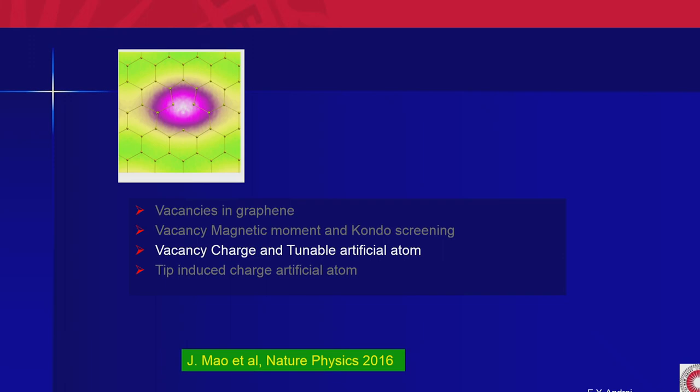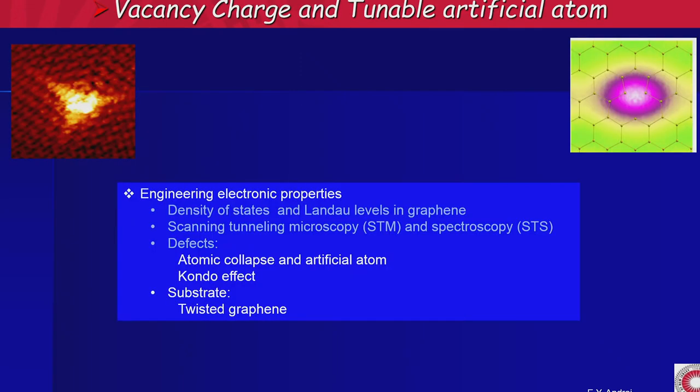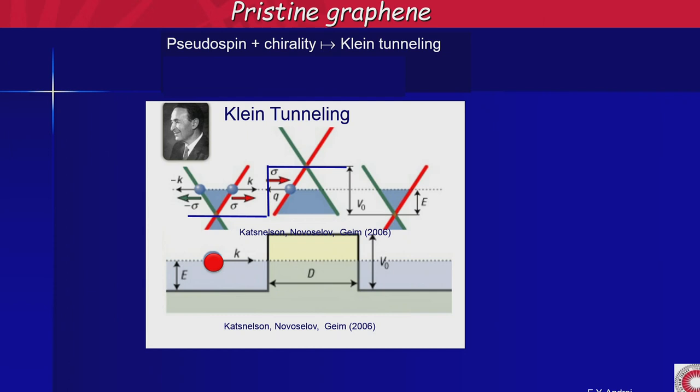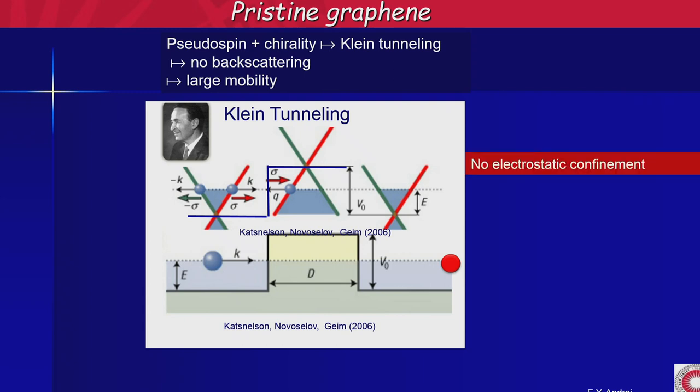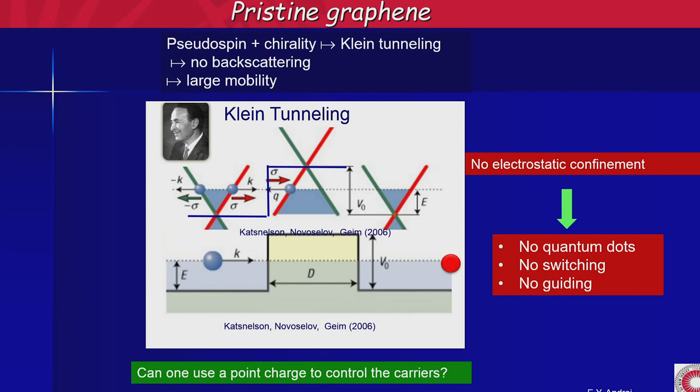Okay, so I'm going to talk now about interaction with charge. Okay, so remember Klein tunneling. I told you that it's impossible to confine electrons in graphene with electrostatic potential. And this was the cartoon that I showed. So the electron turns into a hole under the barrier and turns back into an electron, and there's no backscattering. Okay? So basically, we cannot confine the electrons, not in a simple way, anyway. So the question is, can we use a very strong charge, a local point charge, to actually confine the electrons? So that's the question. Can you use a point charge to control the carriers? A point charge which now we know we can create by plucking out a carbon atom.